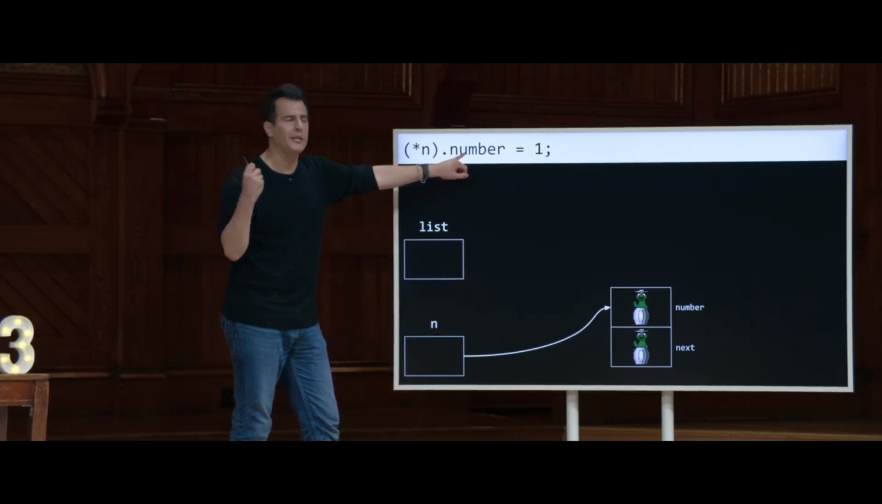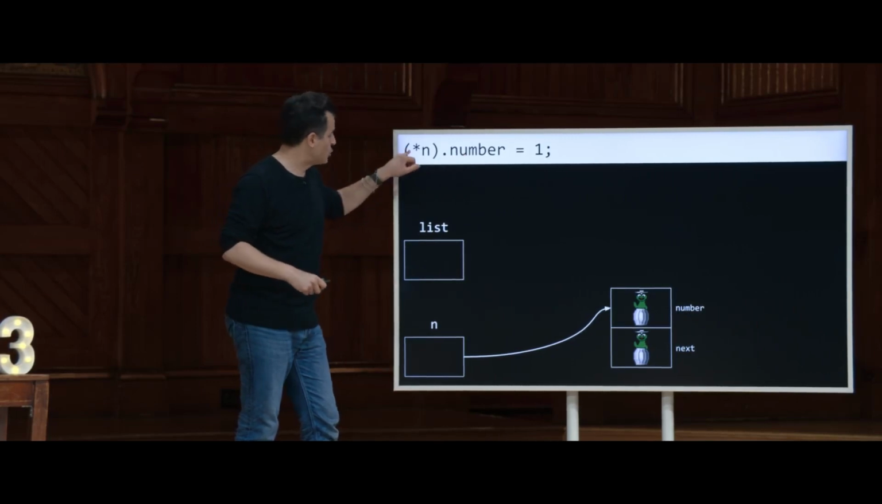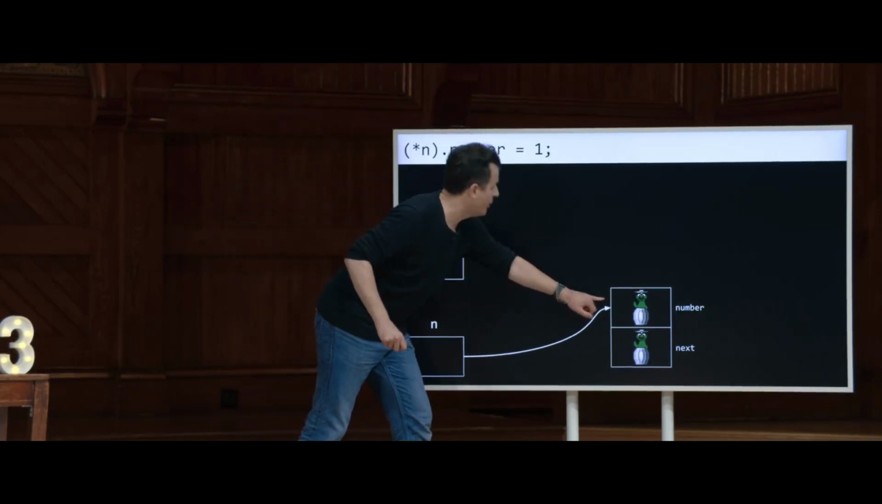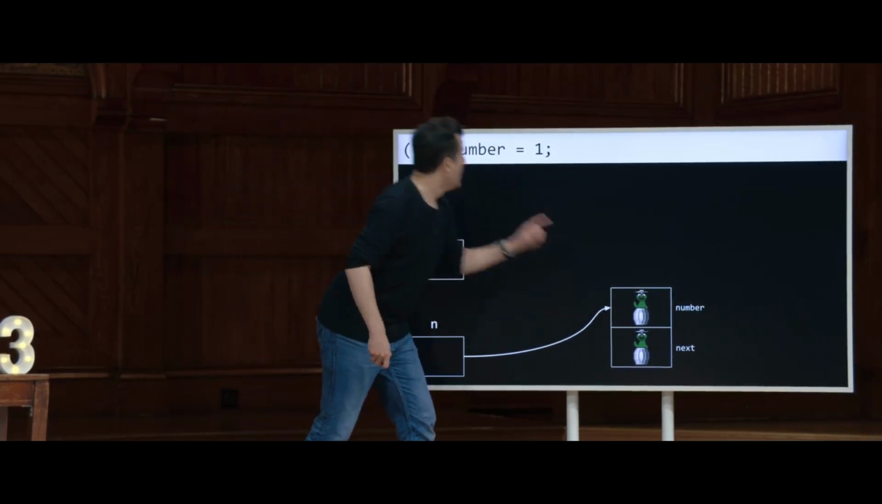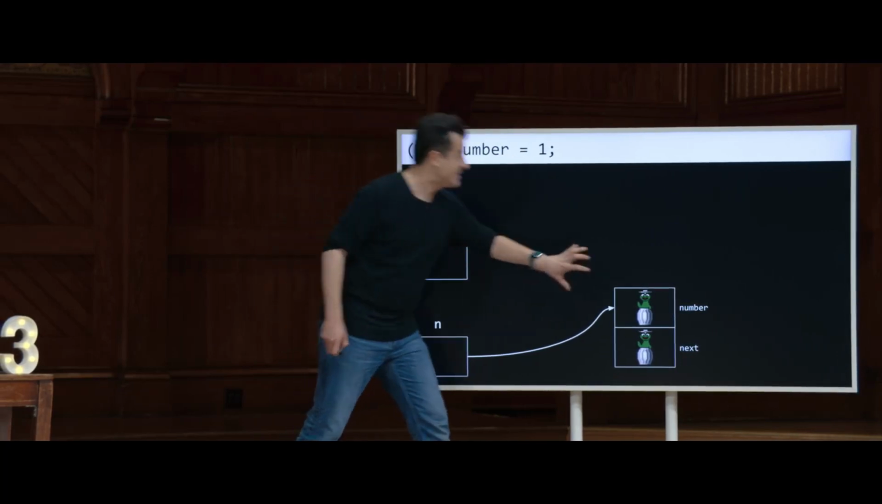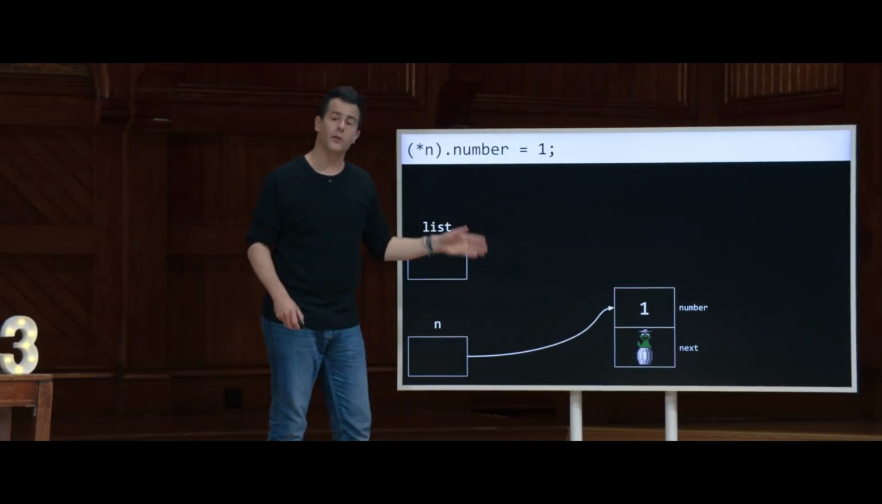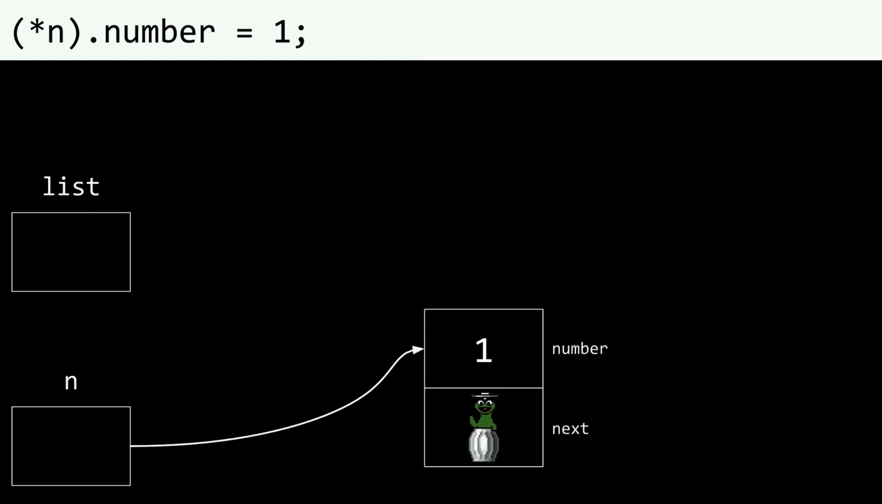And we did this a couple of weeks ago with number and person when we implemented an address book. So star n is go there, and the dot operator means go to the number field. The 1 on the right-hand side and the equal sign means set whatever is there equal to the number 1. It turns out this is the syntax, though, that I alluded to being a little bit cryptic and not very pleasant to remember or type.